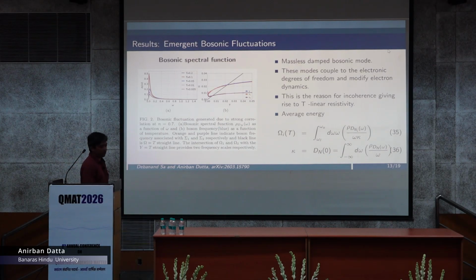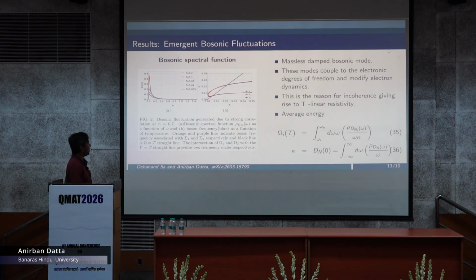We can compute the average energy of this boson, which is a kind of moment calculation. I want to find at which frequency the highest weight lies in this bosonic spectral function. So we compute that, and this is the average energy of this bosonic mode. This is basically k_B T, and this straight line. We can see that below a certain temperature, these bosonic modes are important.